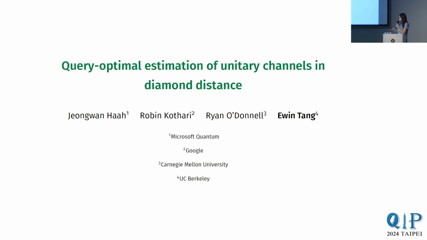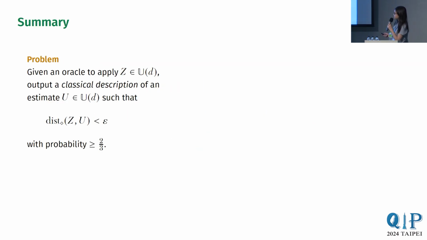So here's the problem setup. Let's say an experimentalist has some gates for a brand new quantum computer. It's a gate, and this is a black box that you can apply, but you want to know what it does, or you want to verify that it's doing what you think it's doing.